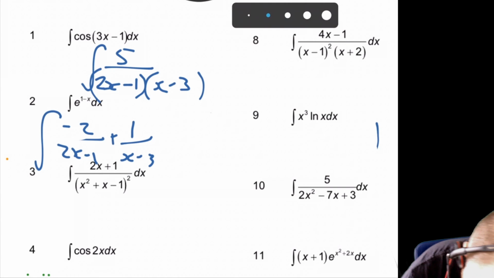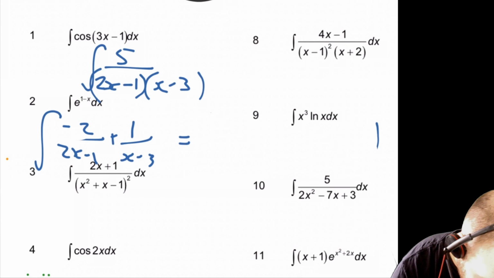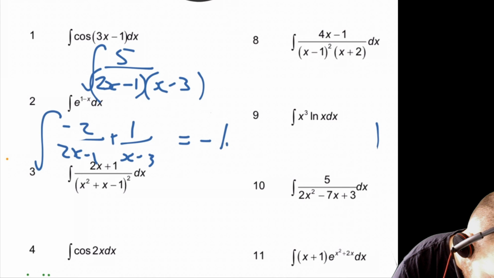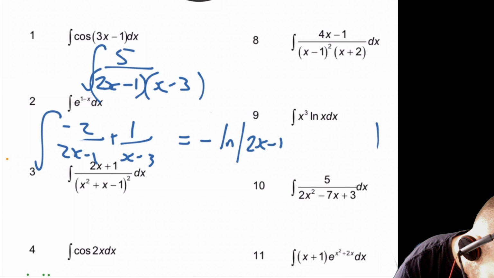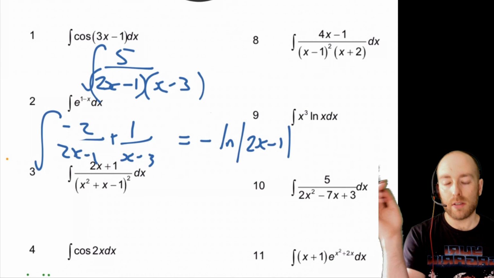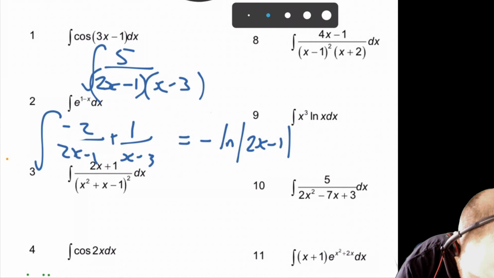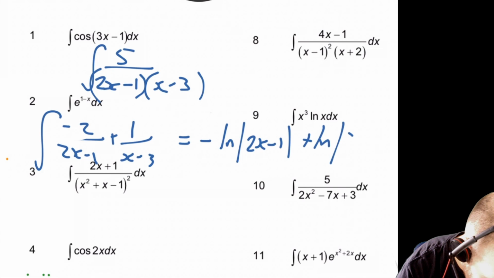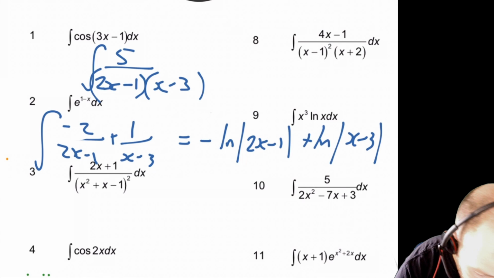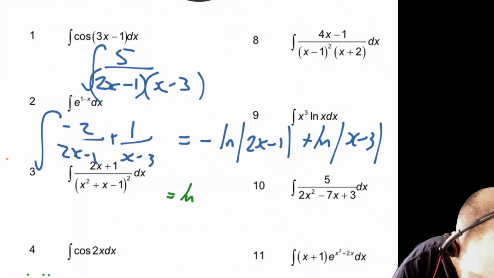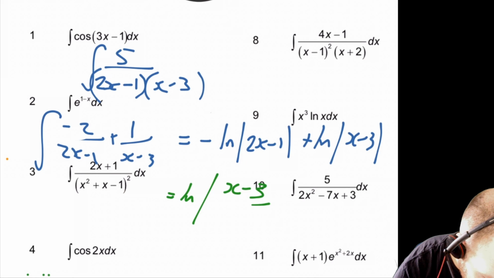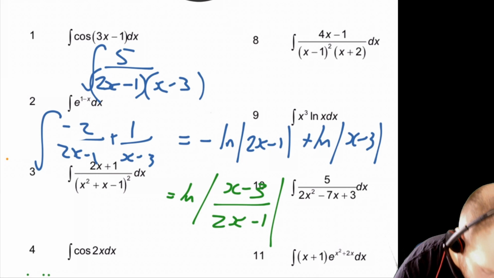So minus 2 over 2x minus 1 is going to go to minus ln 2x take 1. We left out the 2 there because when we differentiate this, the 2 will come out anyway. Then the last term is going to be plus ln x minus 3. We can use log rules to simplify this, so we get ln of x take 3 over 2x take 1.